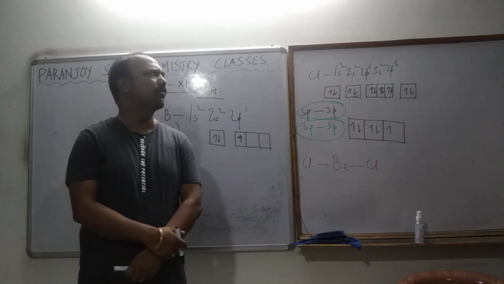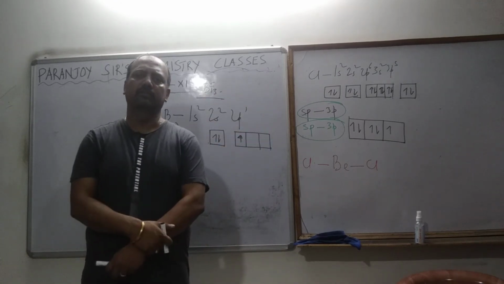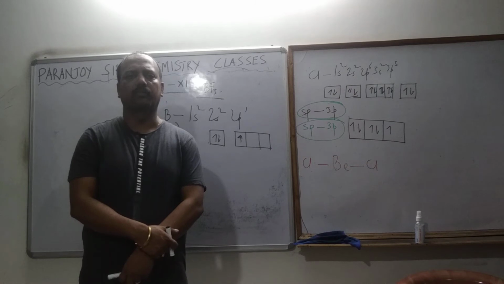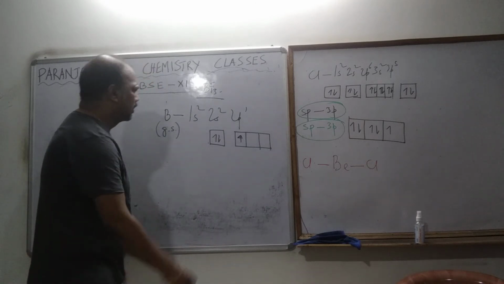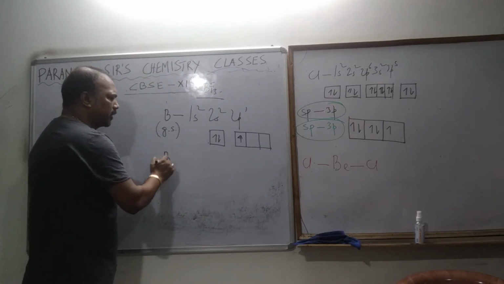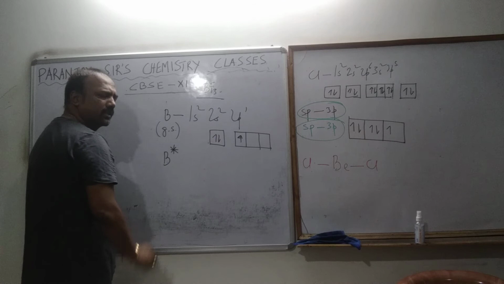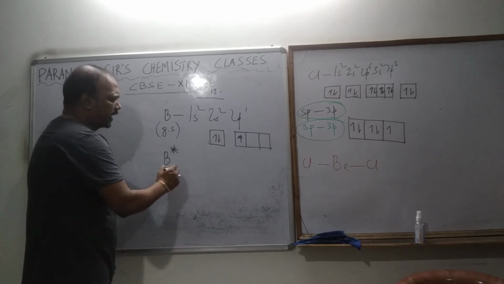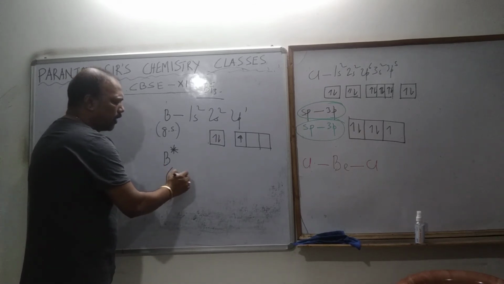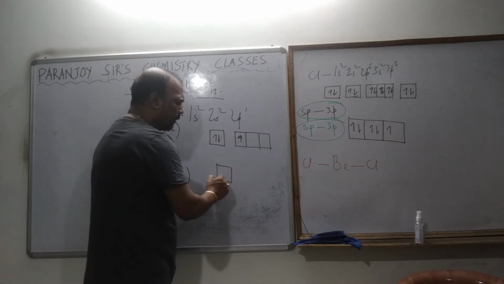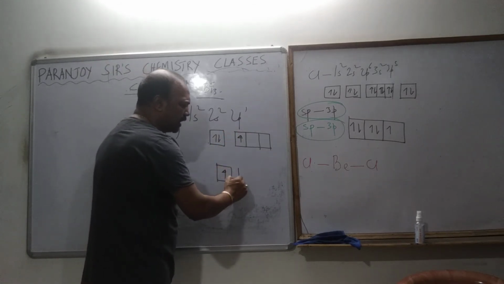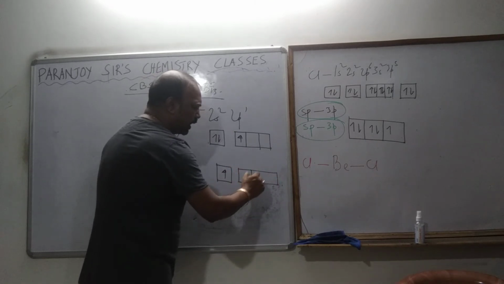One. But how many bonds are there in BF3? Three are there. So you have to make 3 electrons ready, right? So how to make 3 electrons ready? You have to go to the excited state, where one of the electrons from s will jump to p. So what will happen? One electron remains in s, and 2 electrons come in p.